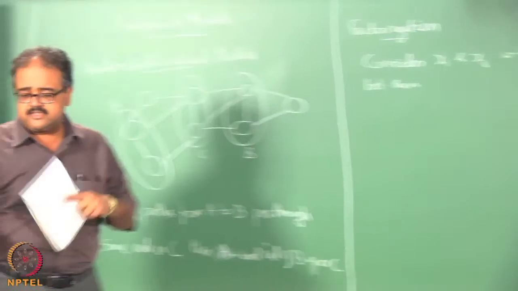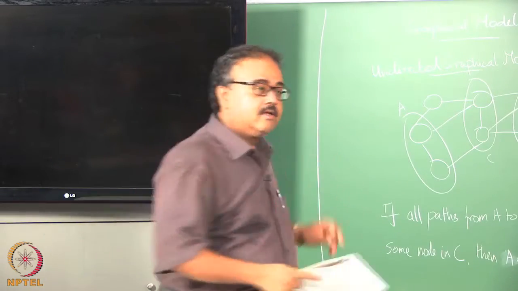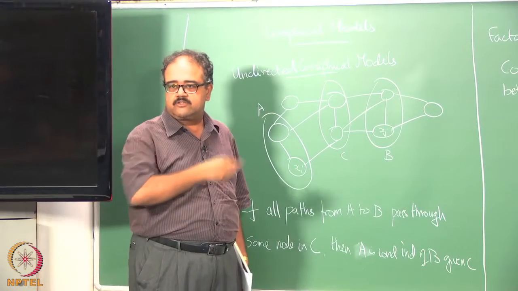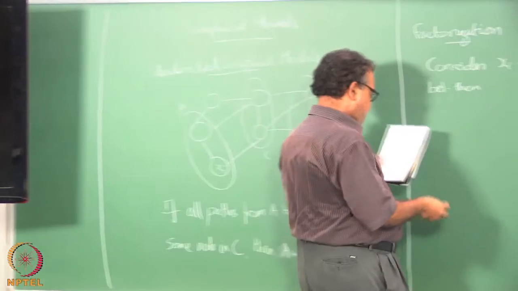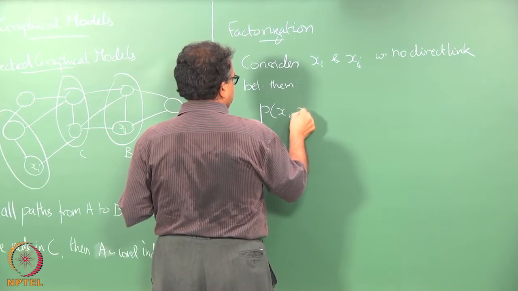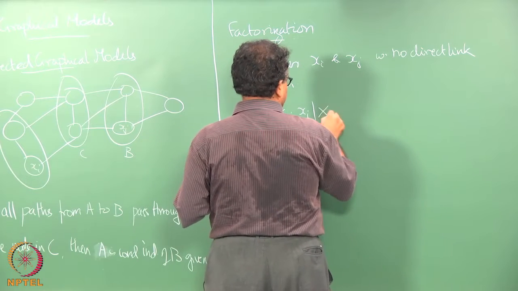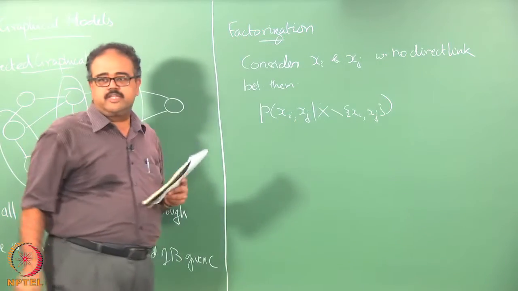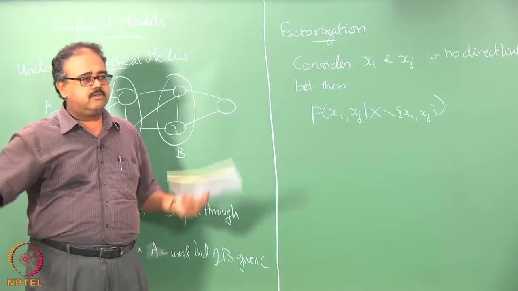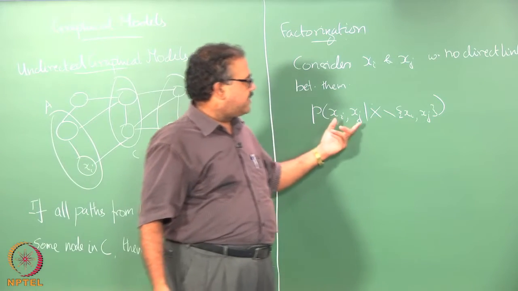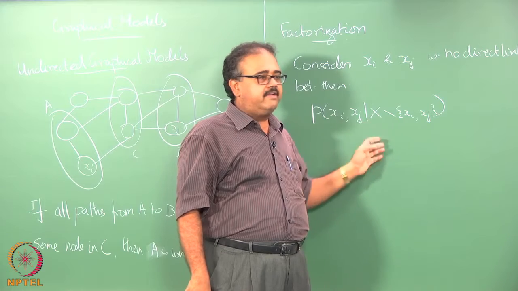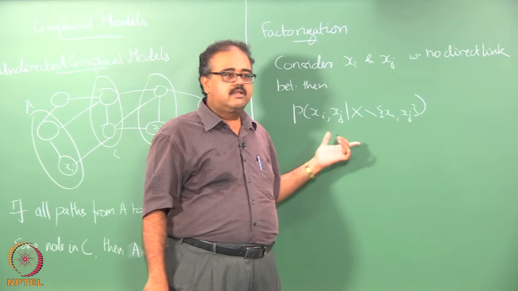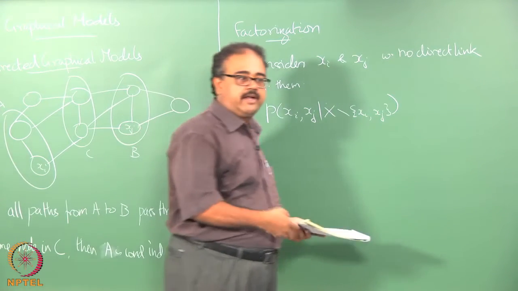Consider two nodes xi and xj such that there is no direct link between xi and xj. So something like this: this could be xi, that could be xj, so there is no direct link between them. Let us say that the set x denotes all variables, x1 to xp, and I condition the joint distribution of xi xj on everything other than xi xj. So what can you tell me about this distribution? This should factor out, right.